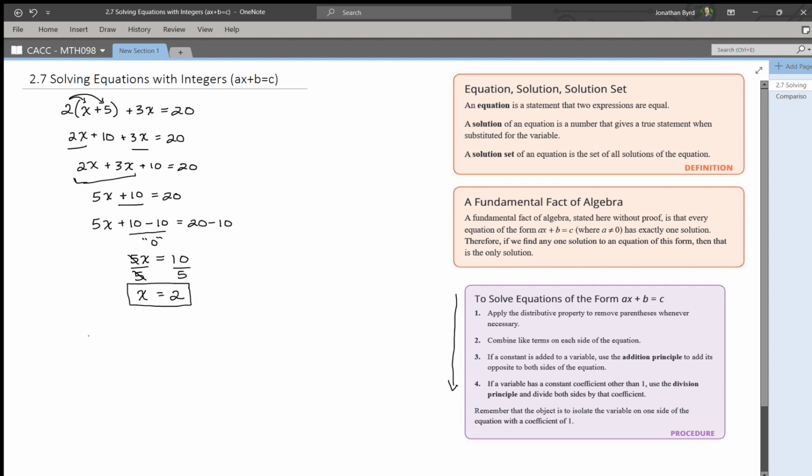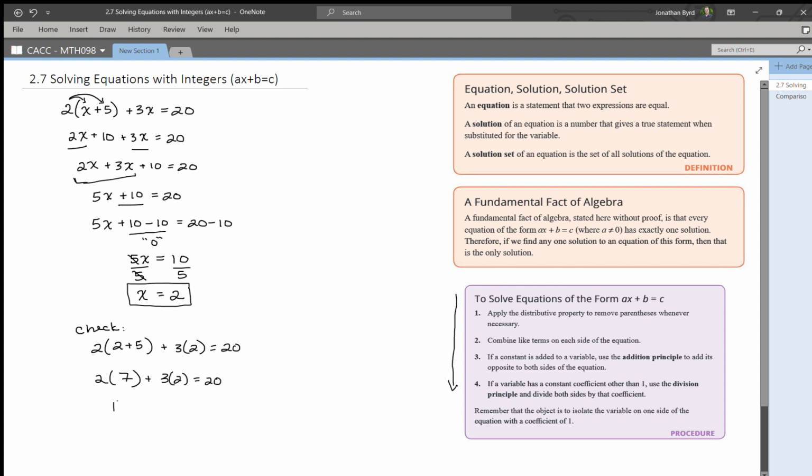And again, we could check this. We could plug in our value of x equals 2 into our equation, and if we did, we would have 2 times 2 plus 5 plus 3 times 2 equals 20. Order of operations comes back into play, so I do the stuff in parentheses first. Here, 2 plus 5, that's 7. It's being multiplied by 2. And then 3 times 2 equals 20.